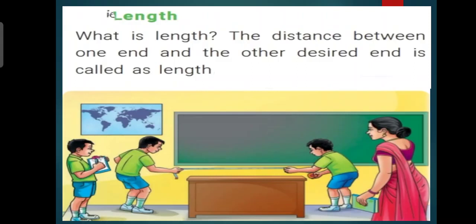For example, the length of the ruler in the picture is 15 centimeters. Here the arrow above the ruler denotes the length of the ruler, as it is the longest side of the ruler. Different units of length.